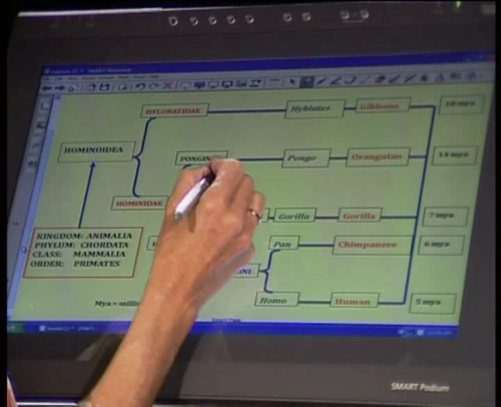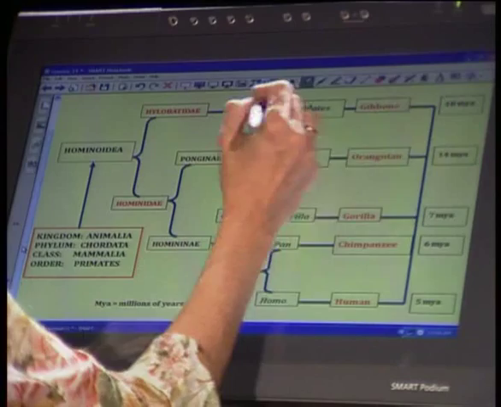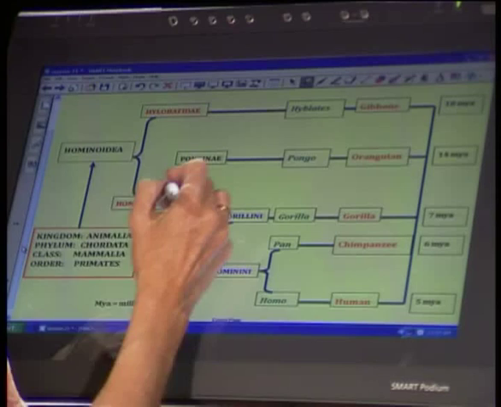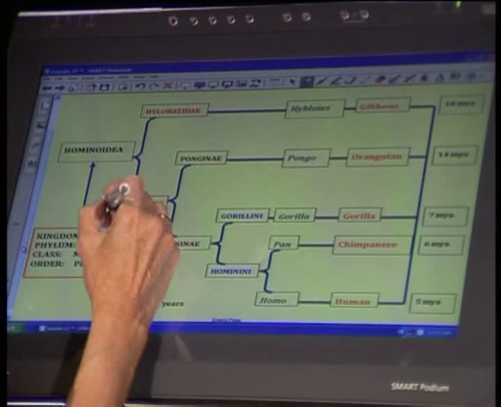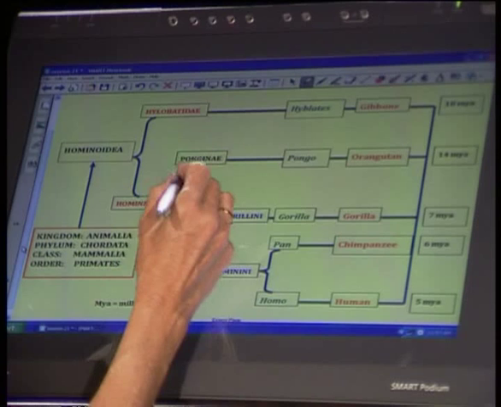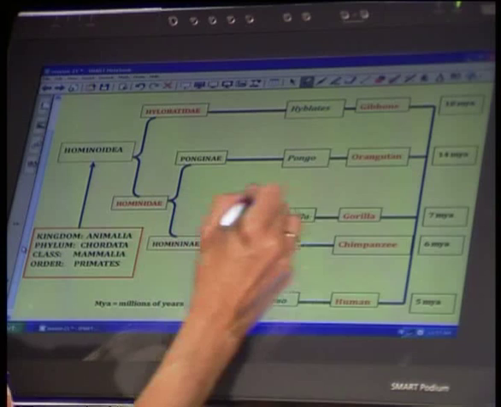So there you've got your gibbons. That was about 18 Mya. One Mya is a million. So 18 million years ago. Then you've got this split between the Hylobatidae and the Hominidae. All right, now they split. You've got your Ponginae and your Homininae. They split here at approximately 10 million years ago. They split over here.